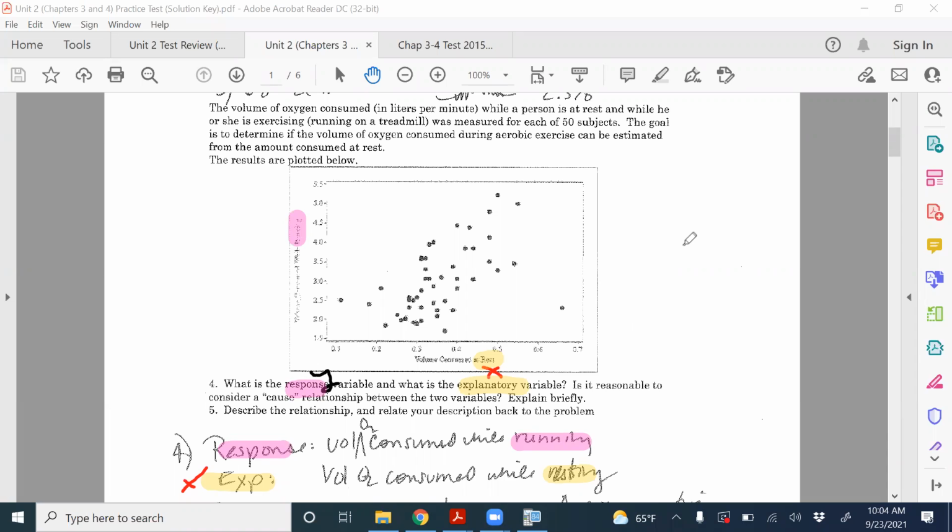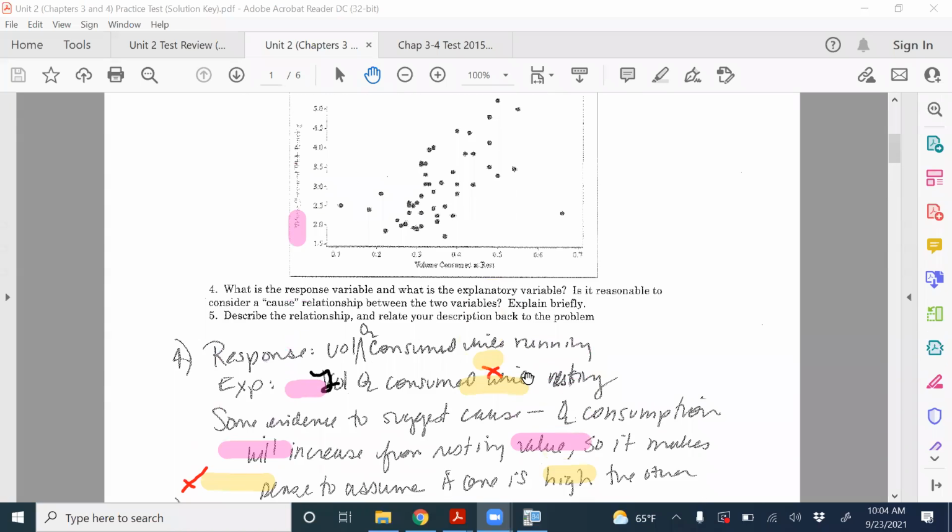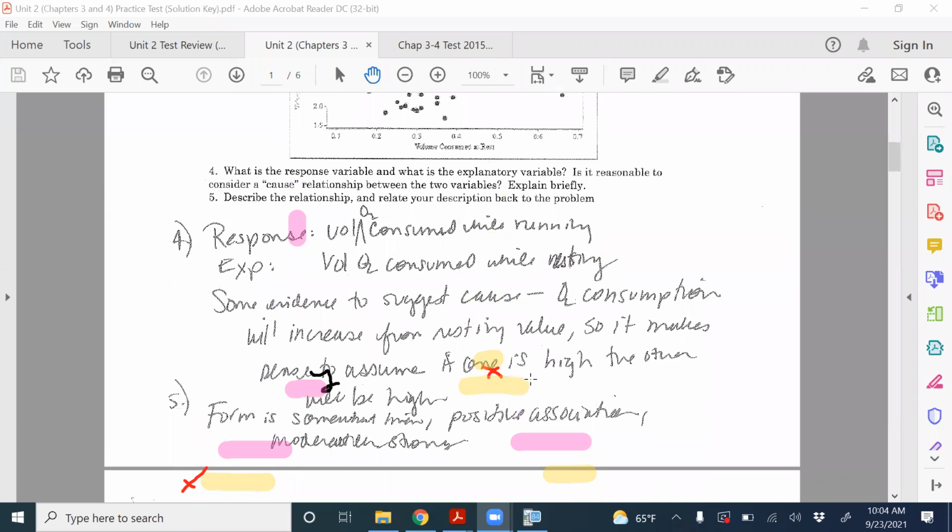And is it reasonable to consider a cause relationship? No, we never say that something can cause something else. We could say it's correlated, but you never quite say that. So yes, sometimes that suggests cause, but again, correlation is not causation. You want to be very careful about that.